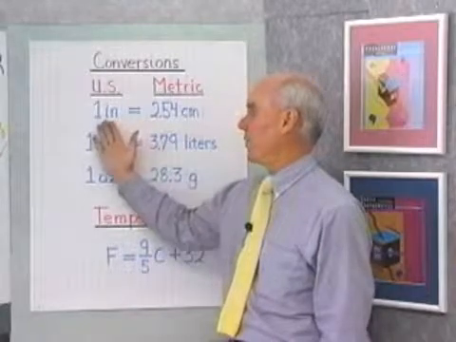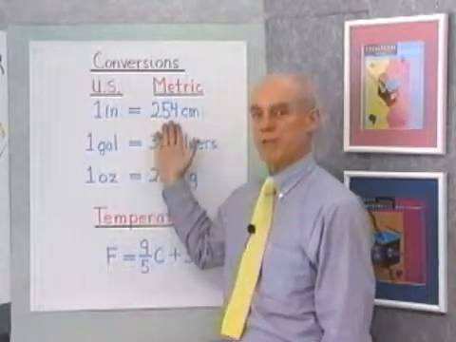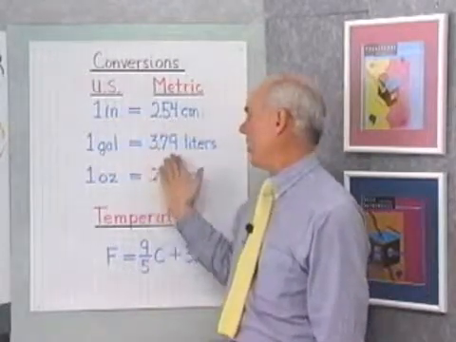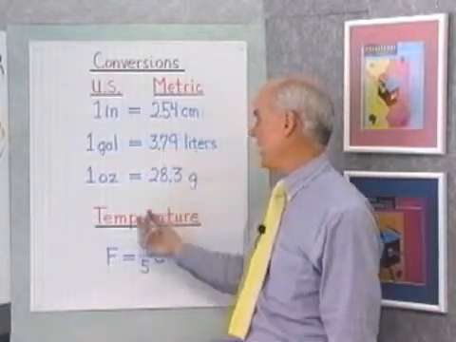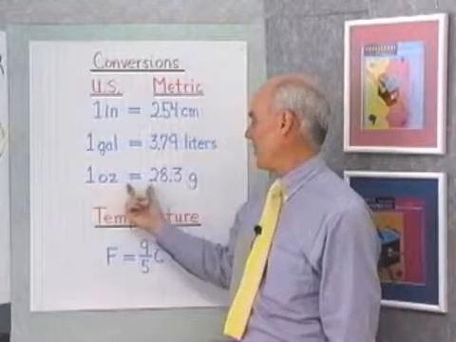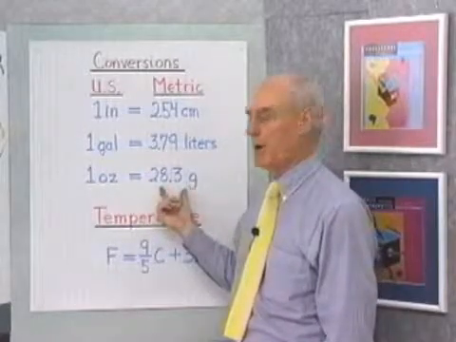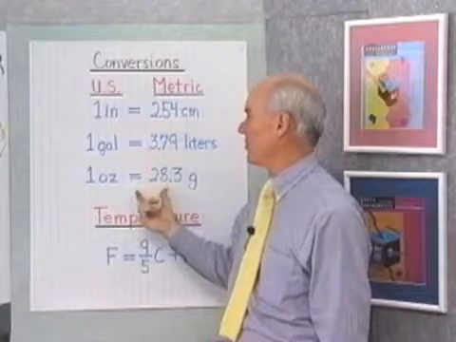For length, we have 1 inch is the same as 2.54 centimeters. For volume, we have 1 gallon is the same as 3.79 liters. And then also for weight, 1 ounce is the same as 28.3 grams. So here's just 3 conversions between the U.S. and the metric system.